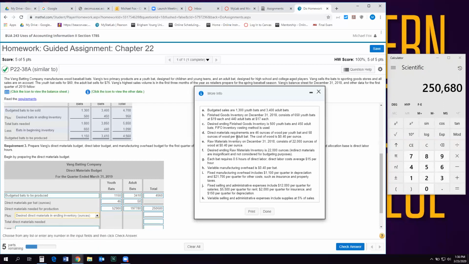Let's see. It will probably tell us something here. Here's our desired ending raw materials inventory is 22,000 ounces. So 22,000. So what we need for our production plus what we want to have left over, that's our total direct materials needed. So 272,680.